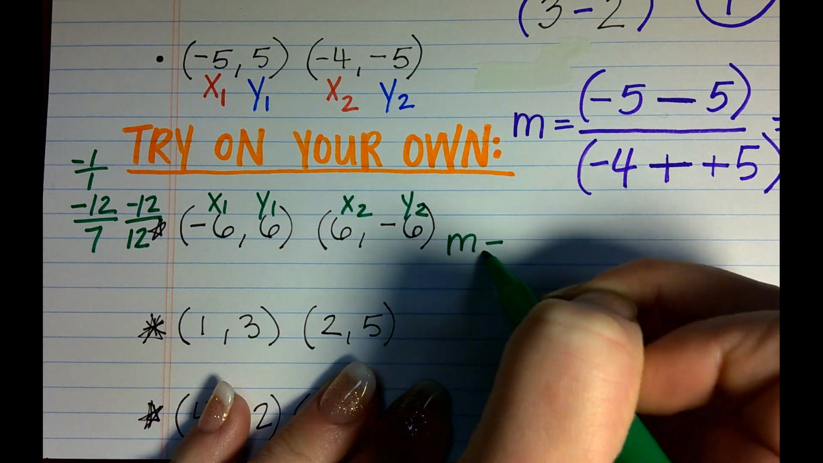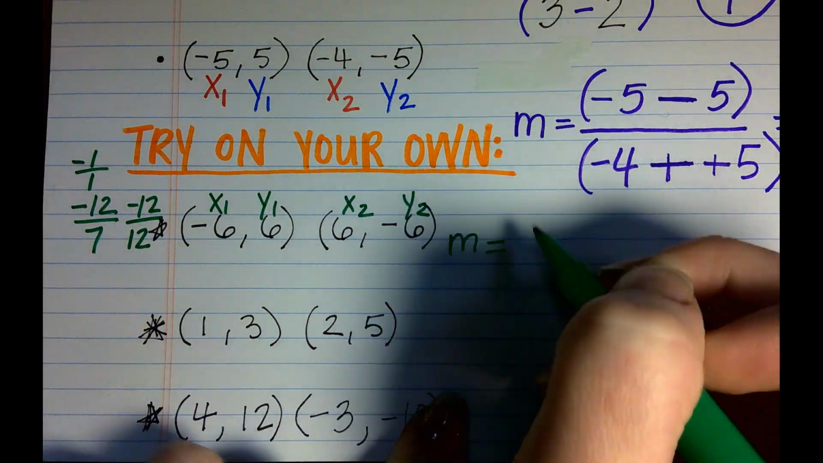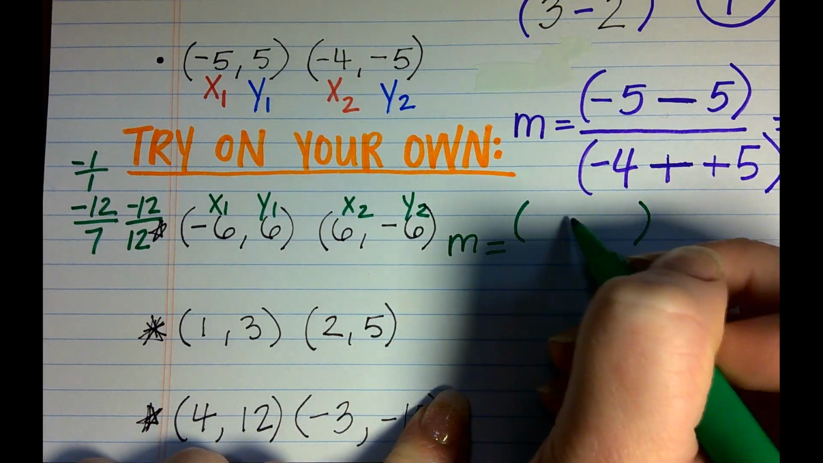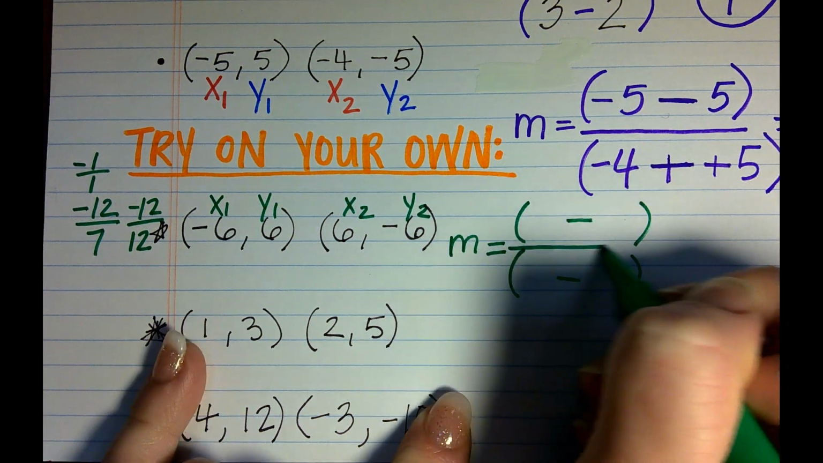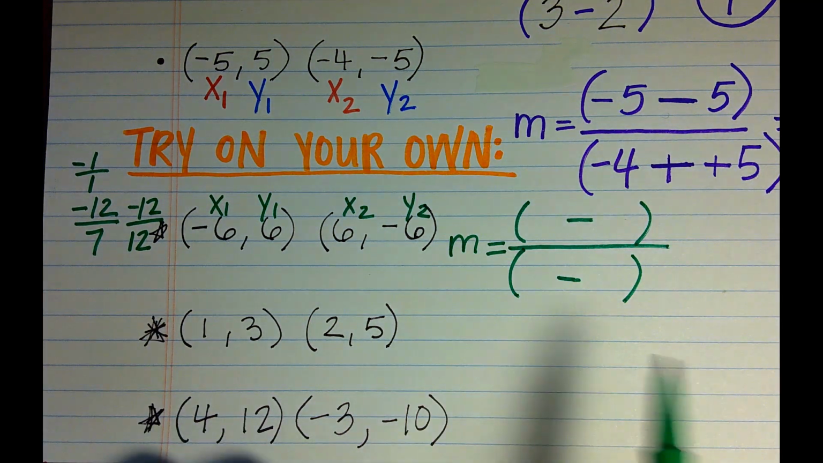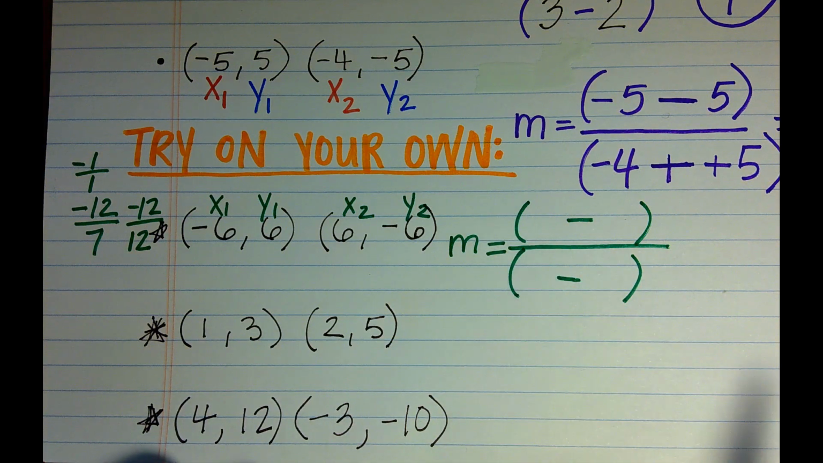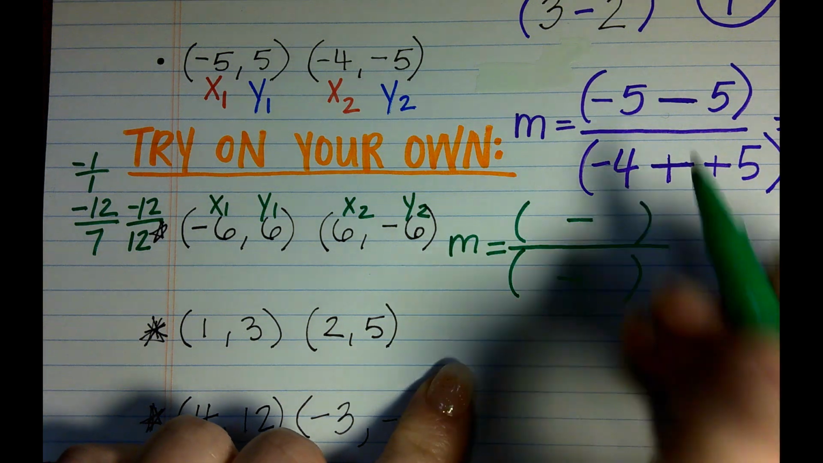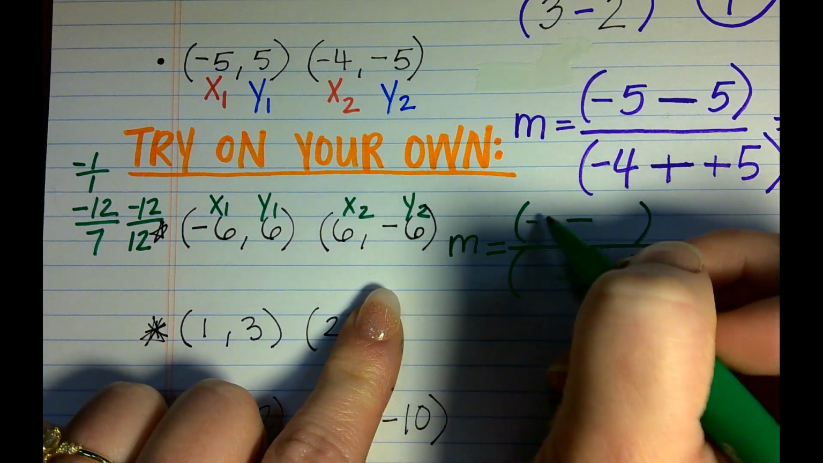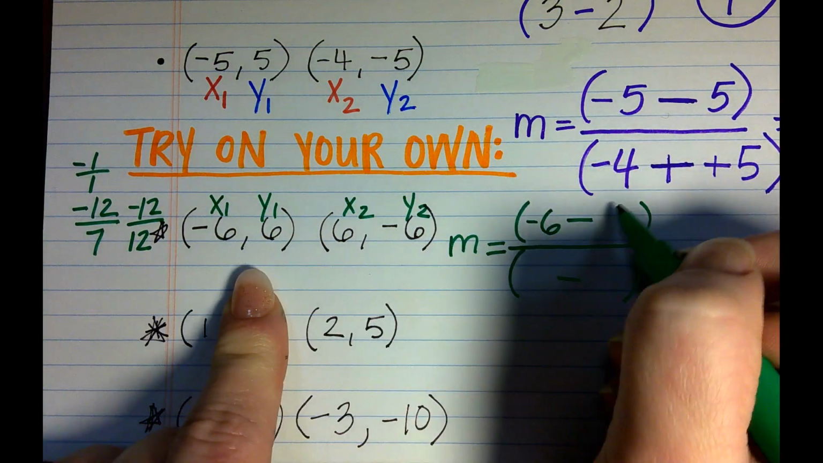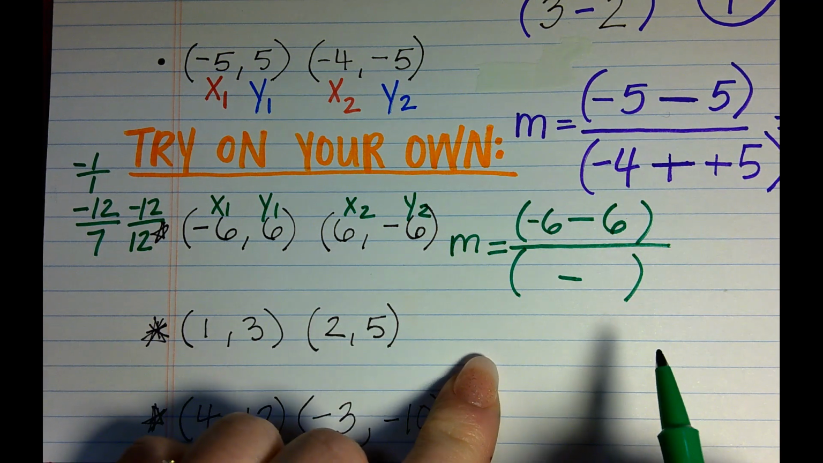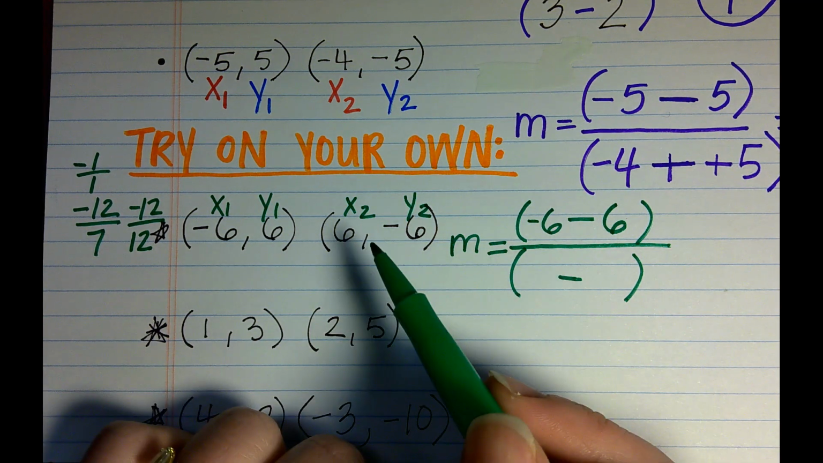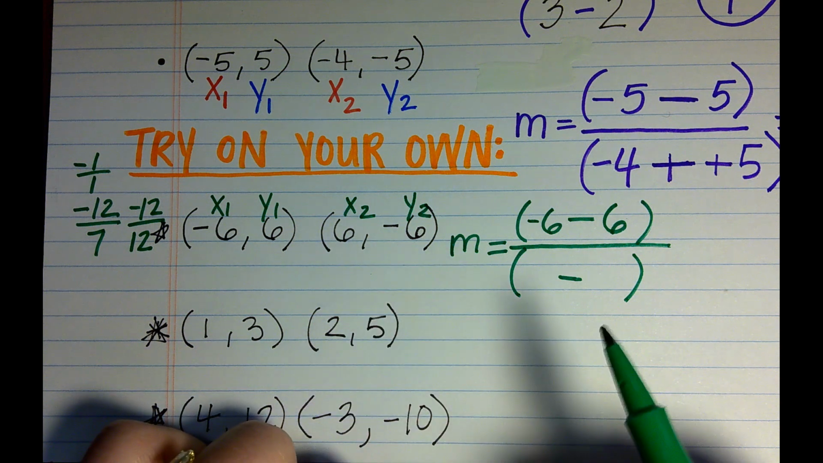So we're plugging in our values here. I have m equals, and I'm going to give myself empty parentheses with minus in the middle, just so I don't forget we're subtracting. And what do I put in these empty slots? -6, take away 6. Good. So y2 is -6 minus y1 is 6. So -6, take away 6.